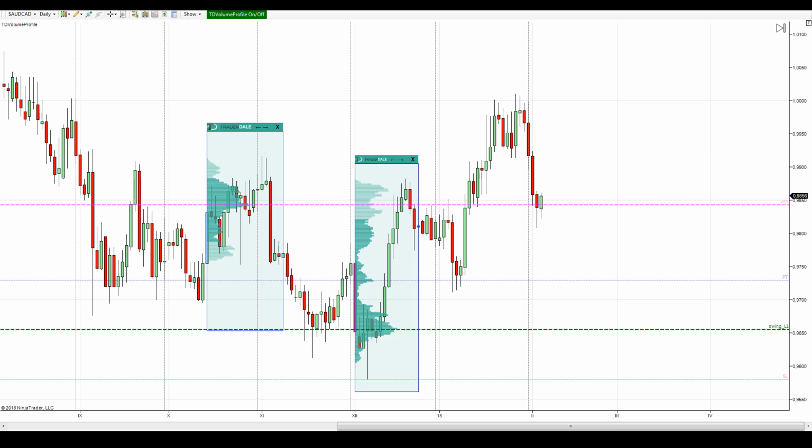Let's start with Australian dollar, Canadian dollar. There was a profitable trade from our short level right there. There was a reaction, pretty nice one. And as far as current levels are concerned, there's one level that I like to trade. It's this long level right there.